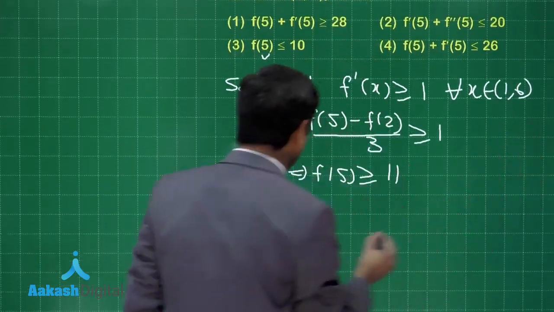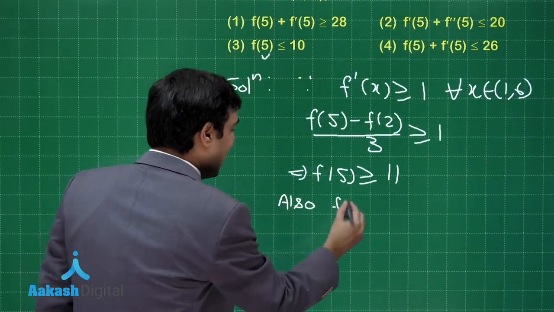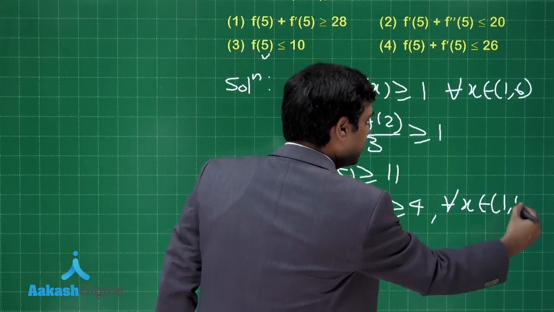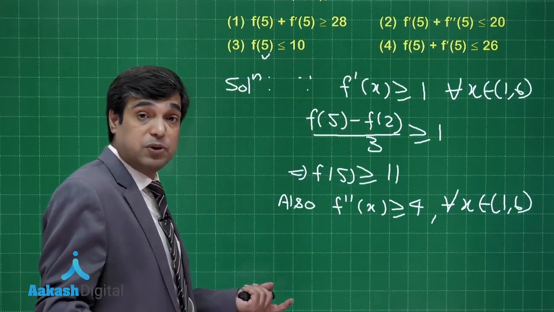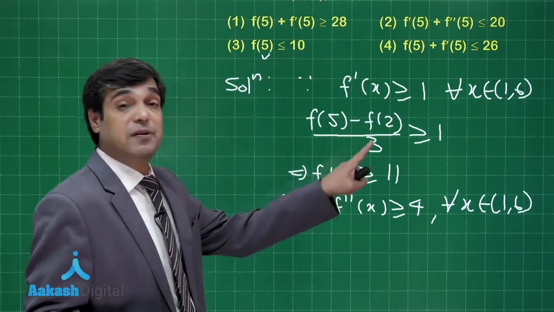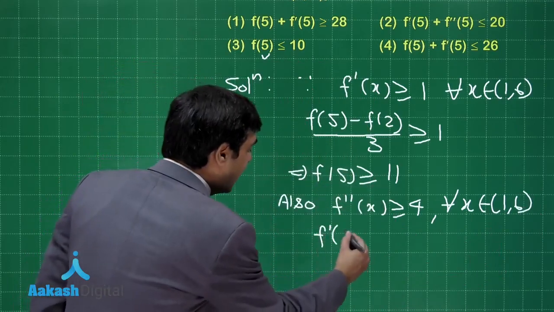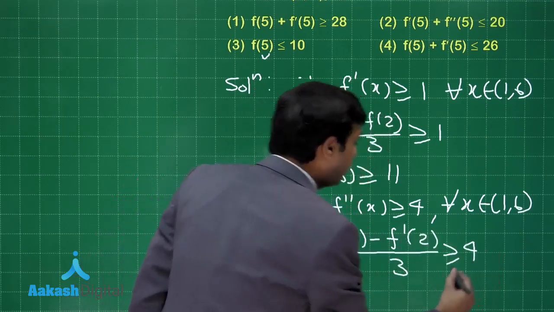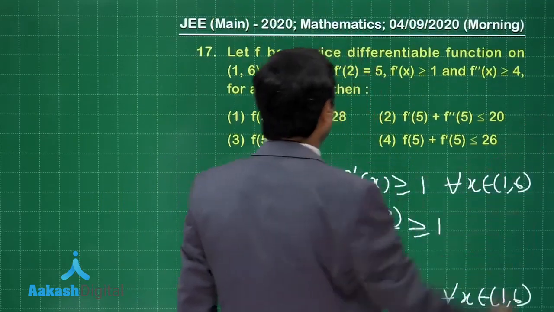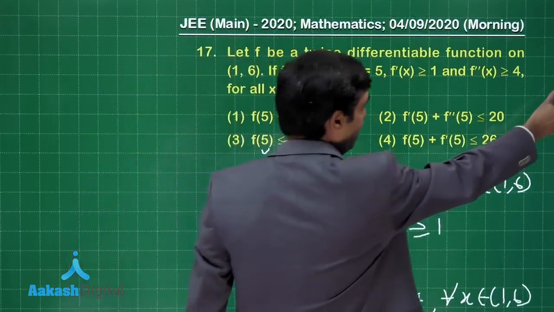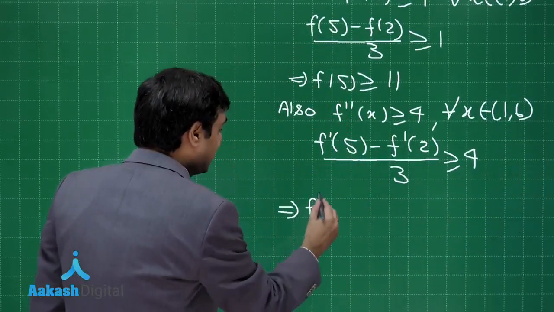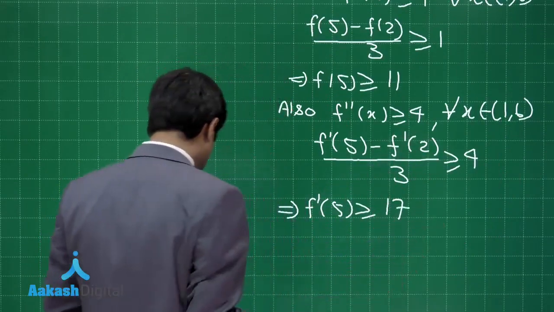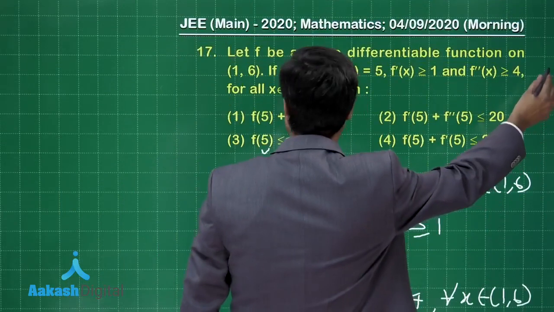Next, also f''(x) is greater than or equal to 4 for all x in the interval 1 to 6. Again, going with the same approach for the function f'(x), whose derivative is greater than or equal to 4, we have (f'(5) minus f'(2)) upon 3 is greater than or equal to 4. Now the value of f'(2) is given as 5. So here we get the conclusion f'(5) is greater than or equal to 12 plus 5, that is 17. Now time to again look at the options.